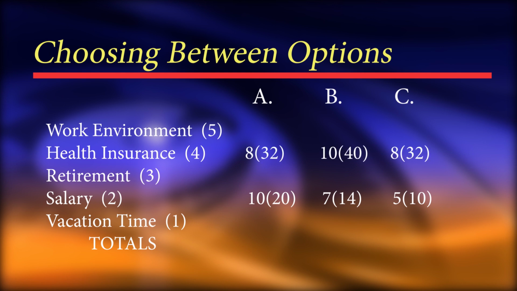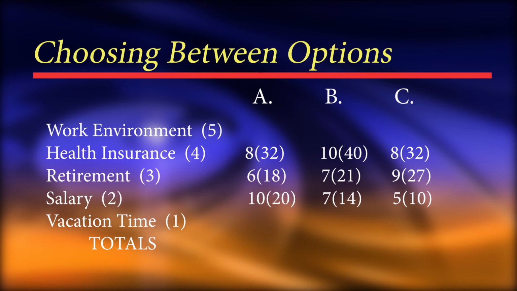And then health insurance, it has a value of 4. And when you look at A, you say, well, it's certainly above average. I'm going to assign it an 8. So 4 times 8 is 32. And then B, you say health insurance, it's great. Their health insurance is just amazing. I'm giving it a 10. So 4 times 10 is 40. And then C, it's comparable to A, so I'm going to give it an 8 also, and 4 times 8 is 32.